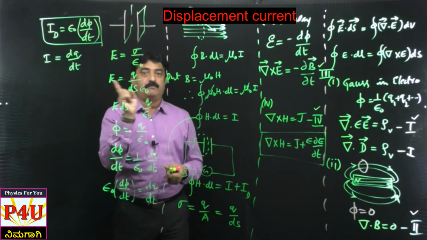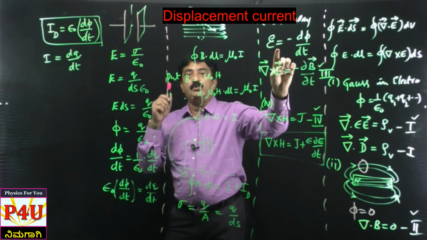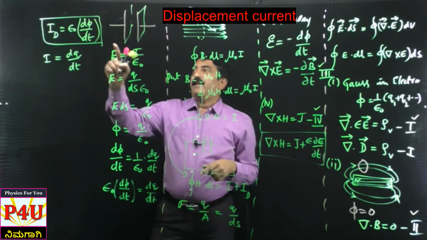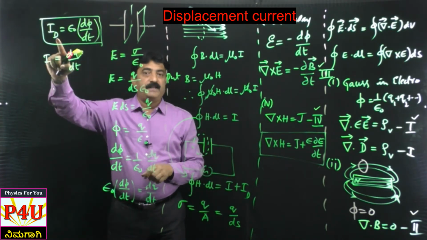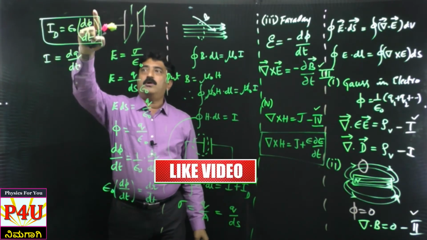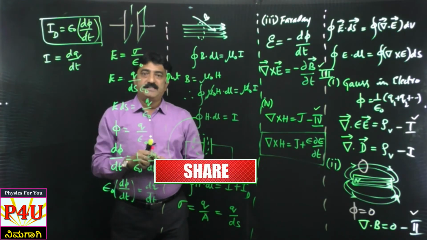Please remember, it is not magnetic flux. Rate of change of magnetic flux gives you EMF. Rate of change of electric flux gives you current. That is called displacement current. Okay, and it is given by epsilon naught into d phi by dt. Okay, this is the displacement current.